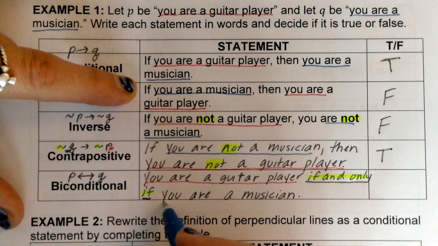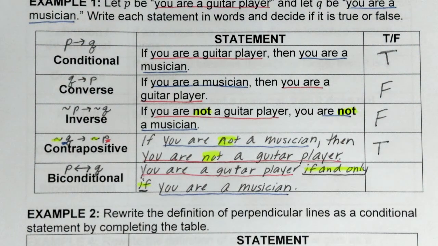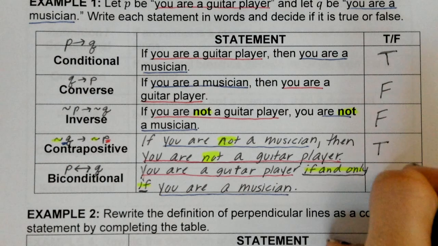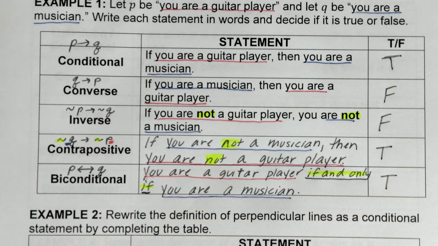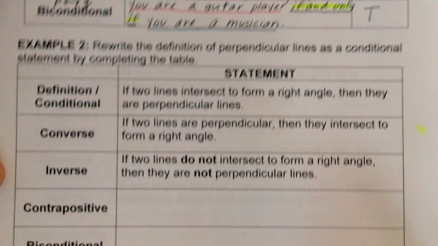And with that being said, you're a guitar player if and only if you're a musician. This would be a true statement. And the validity of this is a little bit rough, okay? Because like I said, technically a biconditional would not exist because the conditional and the converse both have to be true. So let's take a look at the next one.